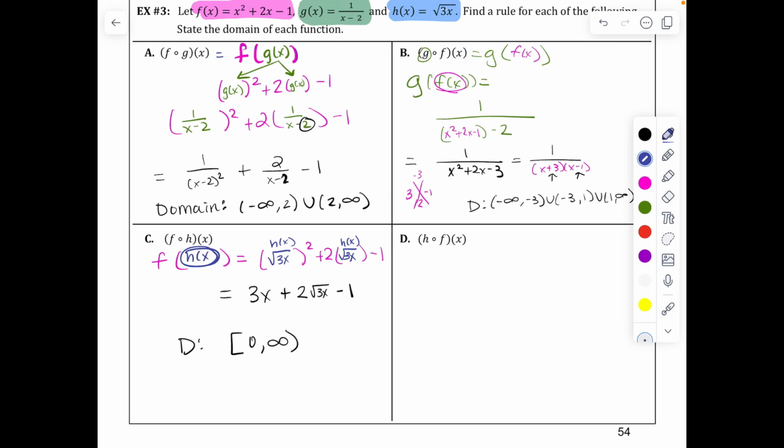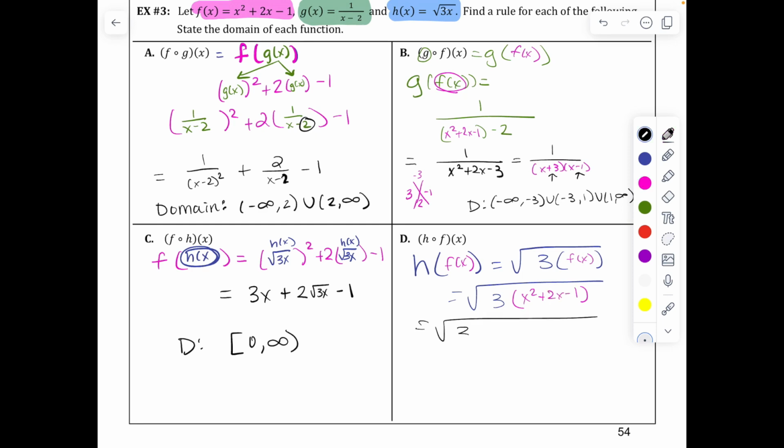Okay, so for h of f of x, which means h is the root of 3 times x, but instead of x, we're using f of x. So this is going to be the root of 3 times x squared plus 2x minus 1. If I multiply this out, I get 3x squared plus 6x minus 3.